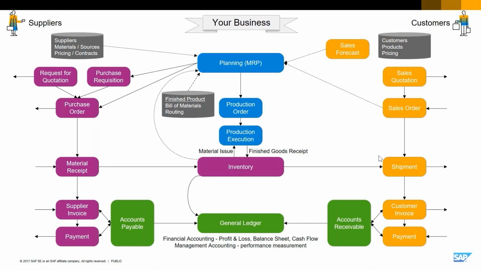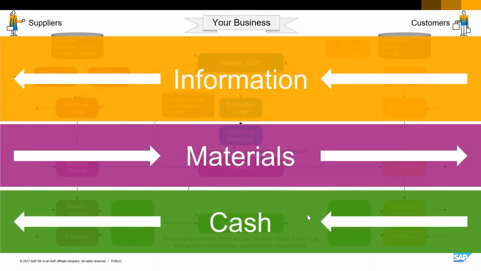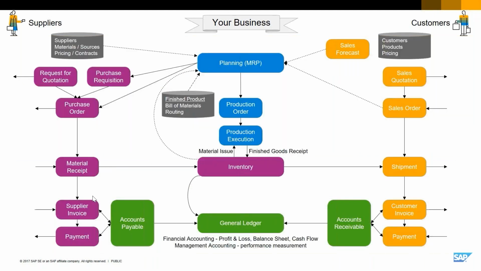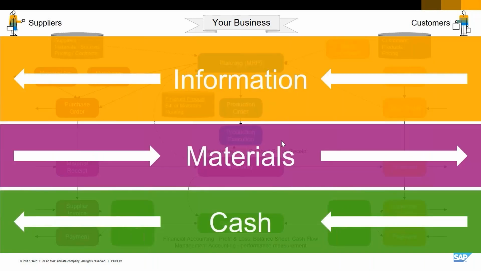Then again at the bottom level, the information is passing inside the SAP. You're receiving the supplier invoice, you're making the payment, and you're sending the customer invoice and receiving the payment from the customer. All this information is flowing inside SAP. This is the flow of information into different areas in all these activities.